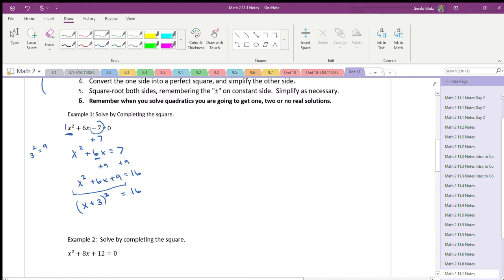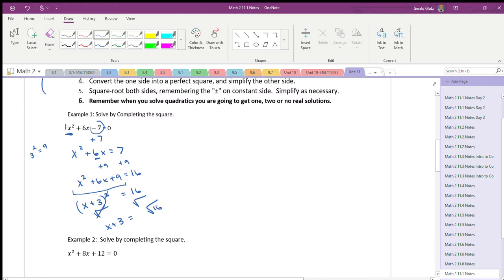Now that we have a perfect square on the left side, if I want to solve for x, getting rid of the squared makes it really easy. To get rid of a squared, I have to take the square root. The square root of something squared, these two just cancel each other out. So x plus 3 is equal to the square root of 16.